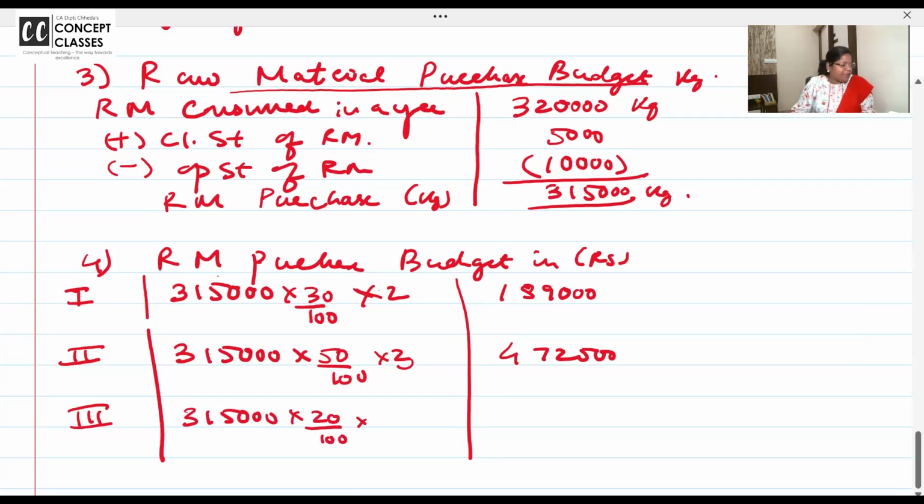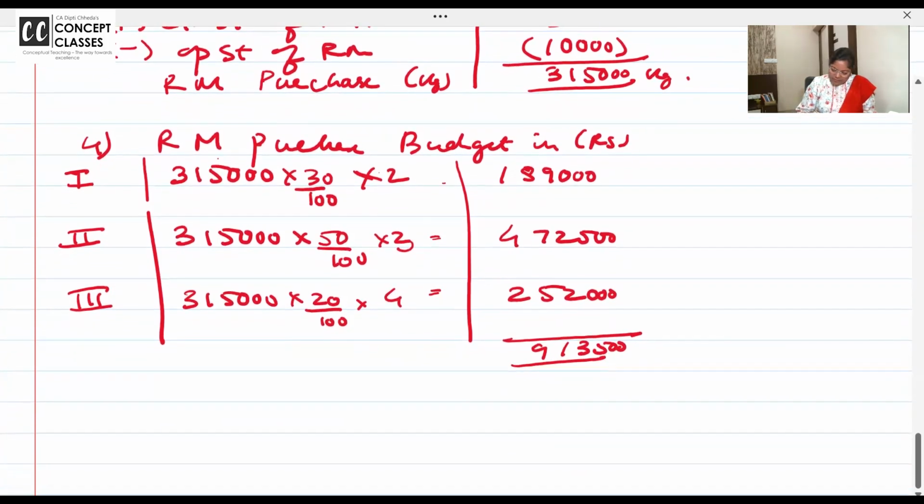Third quarter: 3,15,000 का 20%, वो भी 4 के रेट से. 2,52,000. So total purchase in rupees is 9,13,500. Total purchase value, rupees.